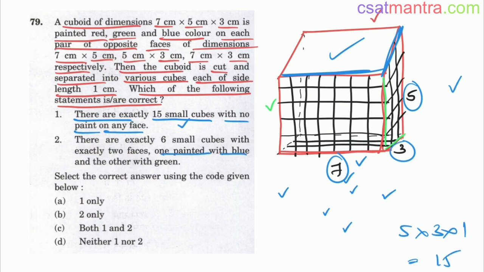One face painted with blue, another painted with green. How many such cubes are there? Exactly 2 faces, not corner cubes, this cube. Here one such cube, here also one such cube, bottom one such cube, here also one such cube, 4 such cubes. So this is an incorrect statement. One only is true, answer A.